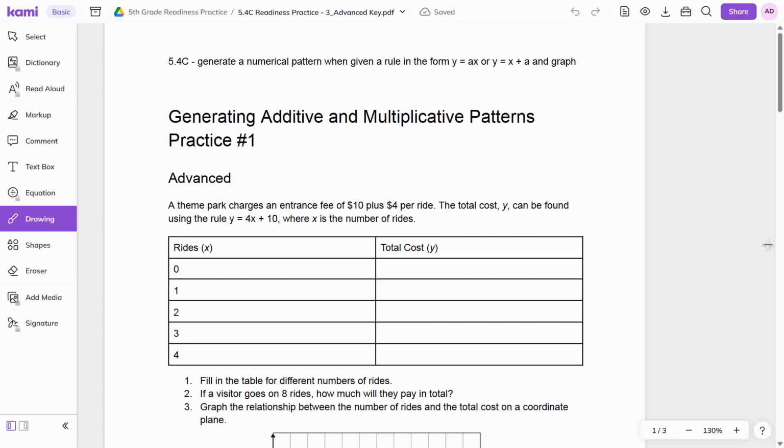Today we are looking at the 5th grade concept of generating additive and multiplicative patterns. This is 5.4C Readiness Practice, the advanced version.